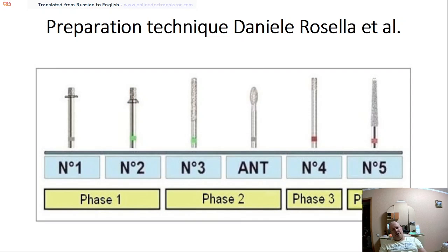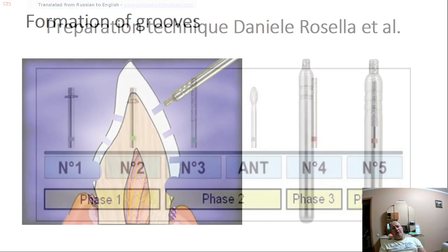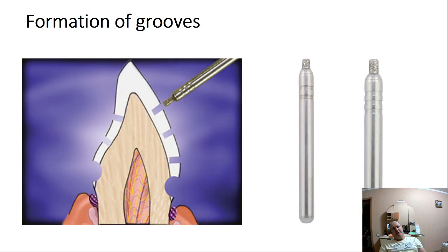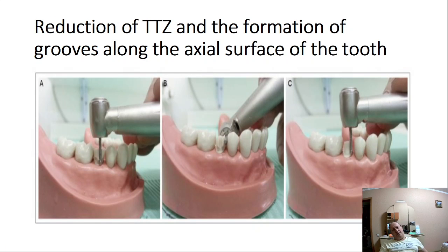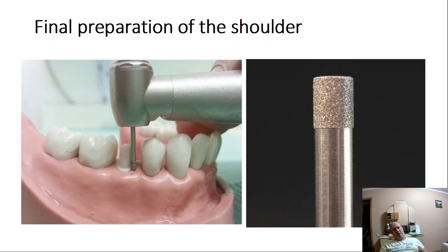Here are the burs. Here are the burs for preparation, Daniel Rosa. You can see it. You understand everything. It's absolutely easy. Reduction is absolutely the same, absolutely the same.